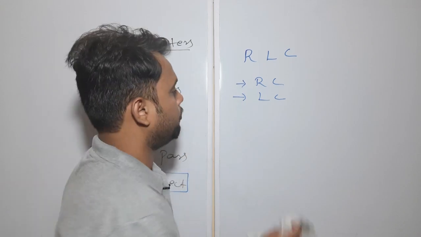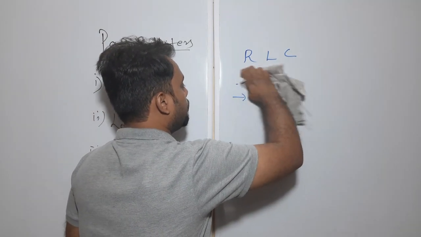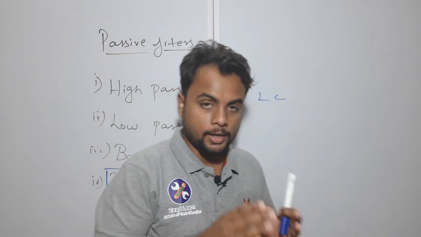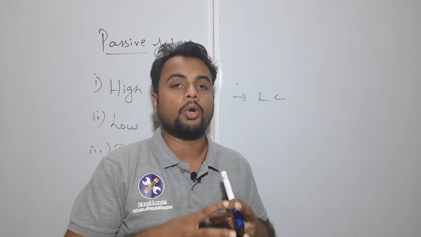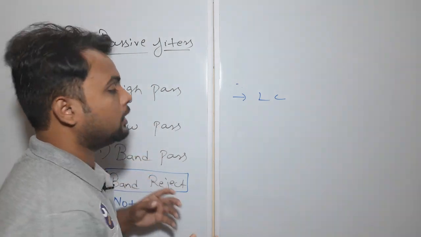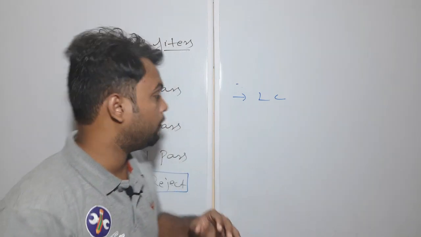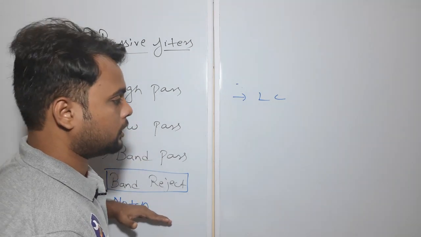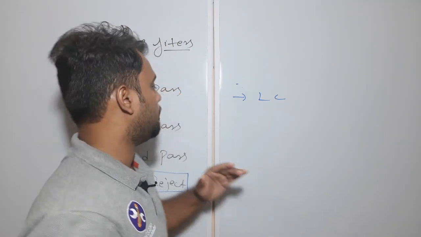And for this experiment we will be seeing only the LC combination. That means we will be seeing only the combination of an inductor and a capacitor combined together to perform as a high pass, a low pass, a band pass, or a band reject. So for now we will first see the high pass filter.